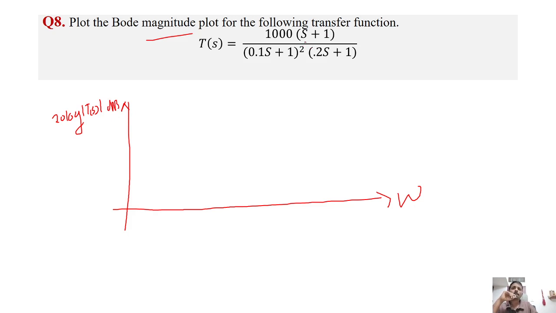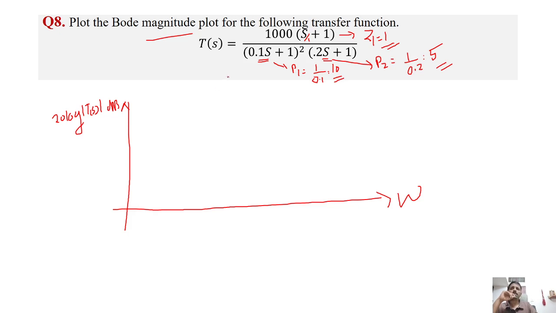As we can see here, this term will only create the zero, s by 1. So what is Z1? Z1 equal to 1. So this is one corner frequency, and here is P1. So P1 equal to 1 by 0.1, so it is 10. And there is one more pole, P2 equal to 1 by 0.2, so this will be 5. So there are three corner frequencies. One is Z1 at 1, one at P2 which is 5, and another at P1 which is 10.